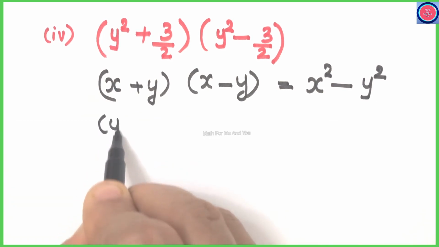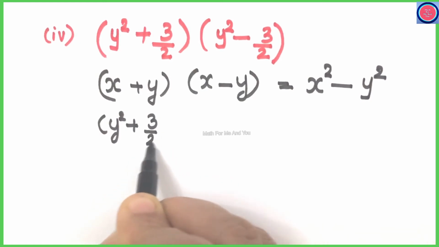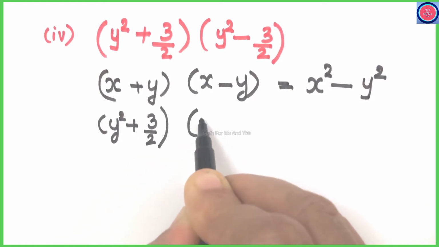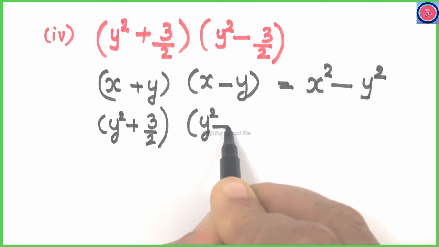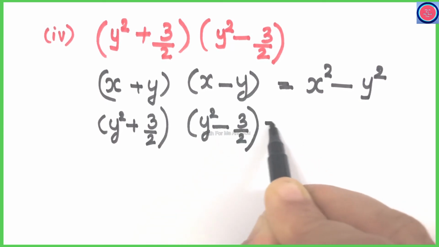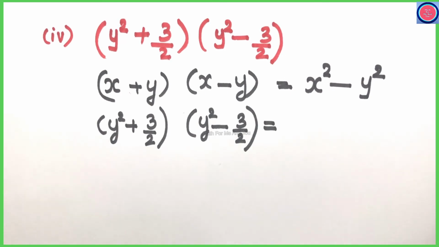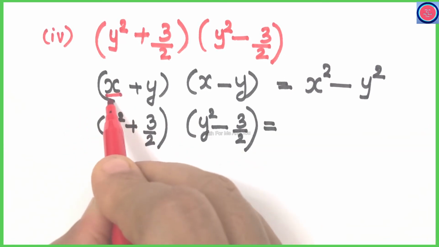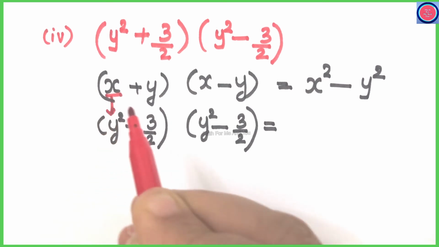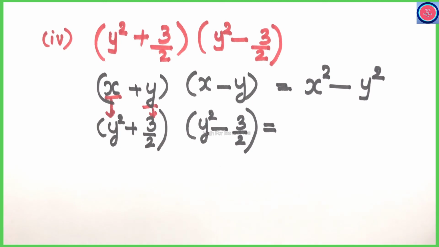Write down the question below it. That is y square plus 3 by 2 times, second bracket is y square minus 3 by 2. Same terms in both the brackets, connect with the plus in the first bracket, connect with the minus in the second bracket. Now compare the identity and the question. We can replace x with the term y square. In place of y, we have to write 3 by 2.